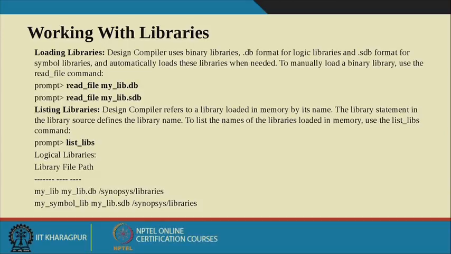Now if you want to see what libraries have been created for your design, you can visualize that using the command list_libs. Okay. So if you see list_libs, it shows you that this logical library has this library file path name, and my_symbol_lib, that is mylib.sdb, is on that particular path. So it will indicate where it has been saved.